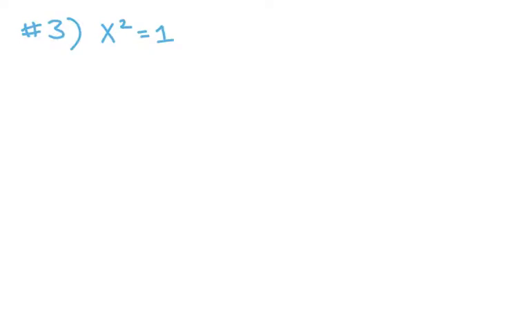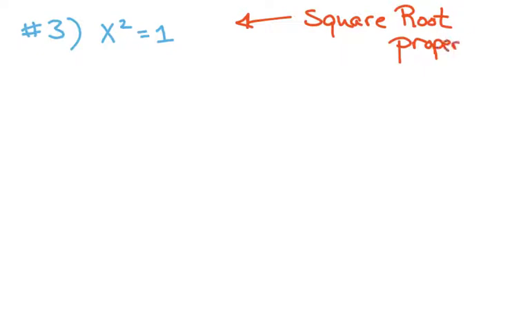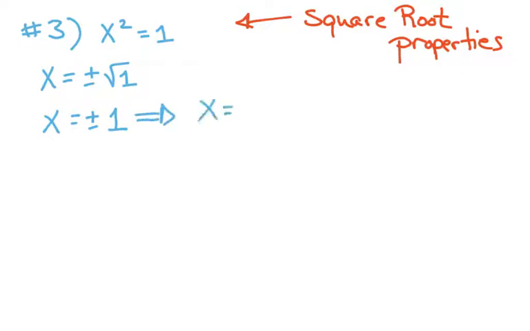Now, this is just using the square root property. Don't forget, there's going to be possibly two answers because we say x equals plus or minus the square root of 1, which means x equals plus or minus 1. So our solution is x equals negative 1 or 1.